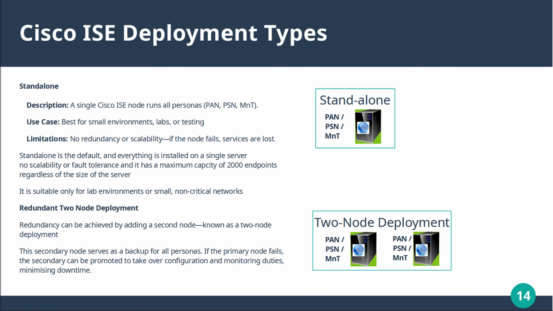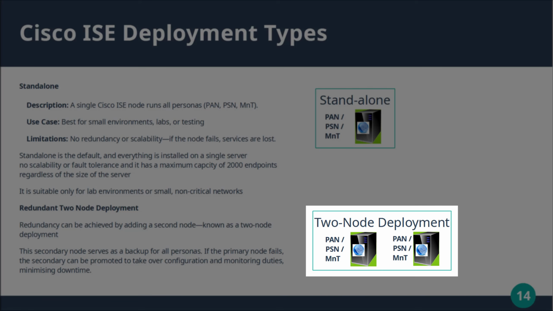Next is the redundant two-node deployment. In a small deployment, redundancy can be achieved by adding a second node, known as a two-node deployment. This secondary node serves as a backup for all personas and should match the primary node in capacity. Although overall system capacity doesn't increase, both nodes can share RADIUS and TACACS+ processing. It helps to balance the load and ensure service continuity. By the way, capacity depends on the hardware and licensing in use, and if the primary node fails, the secondary node can be promoted to take over configuration and monitoring duties, which minimizes downtime.